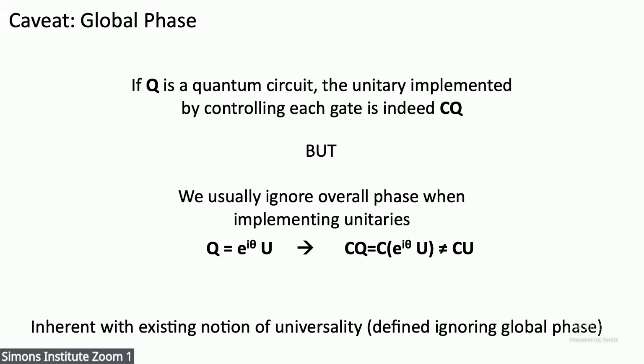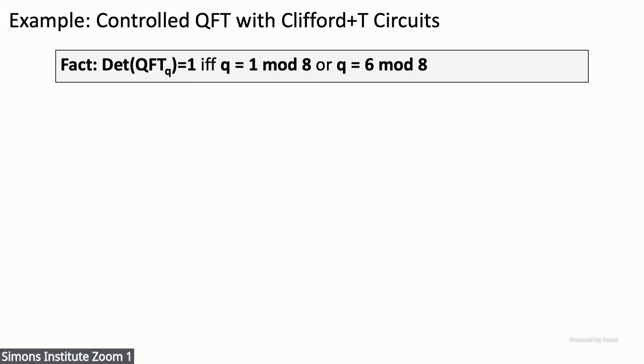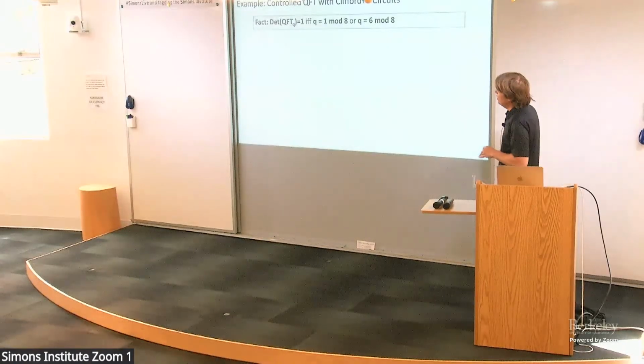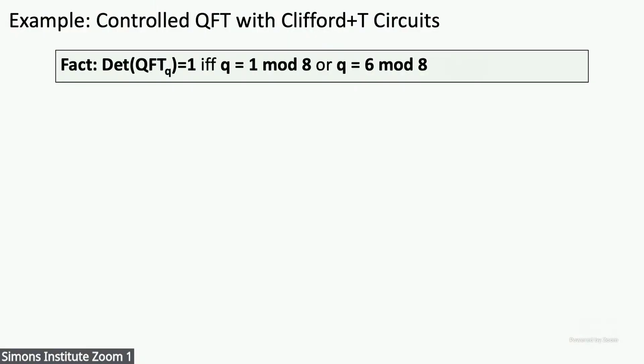Yes? Can't we just always add a global phase? Is this ever an actual problem? If you know what the global phase is. Yeah, so realistically, it never ends up being a problem, but you should be careful. So here's just one example just to show that this isn't crazy, that you should pay attention to this.